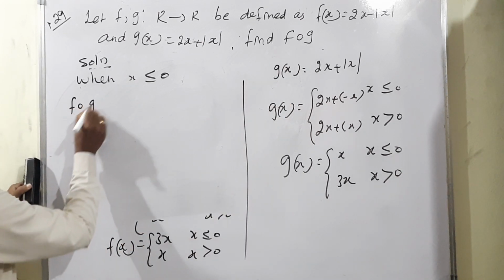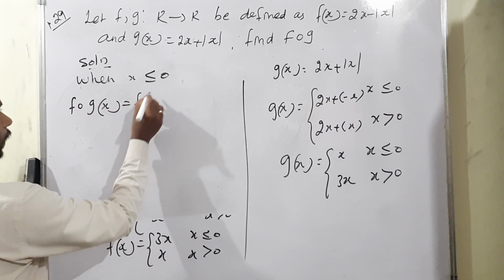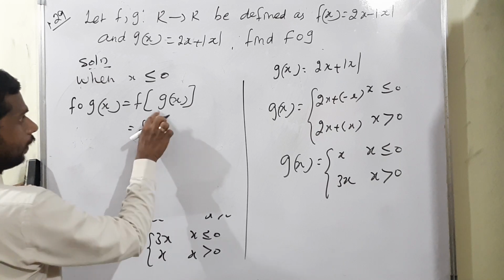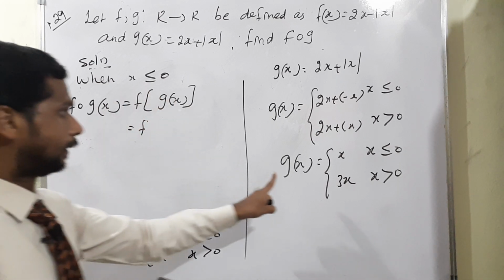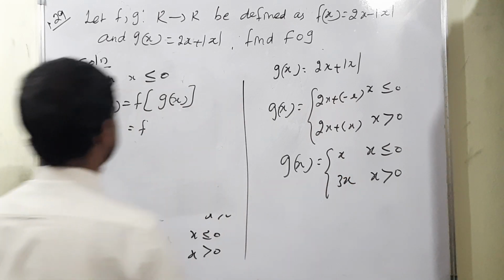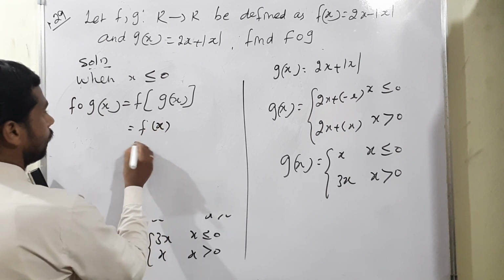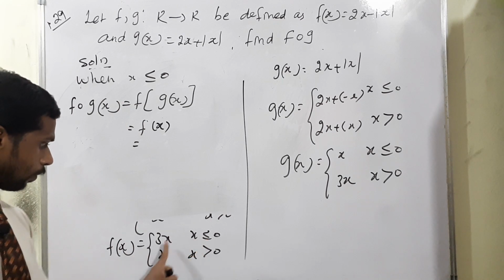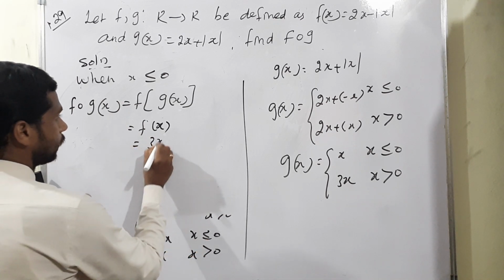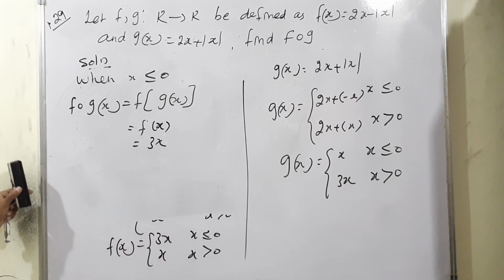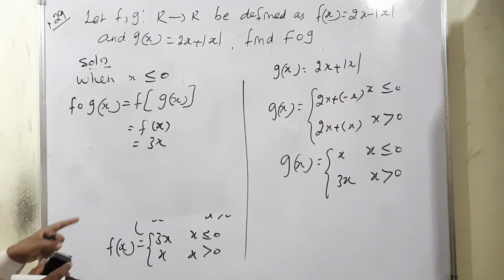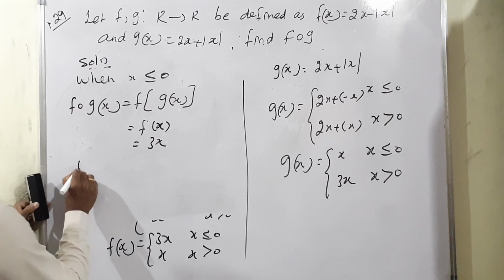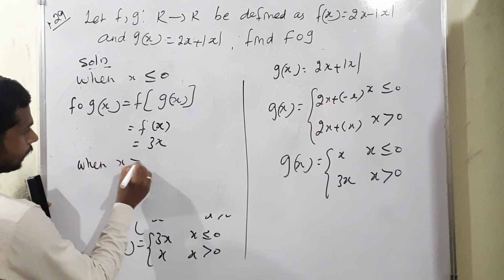So f dot g of x is equal to, we can write it as f of g of x. Again, f of g of x, for x less than or equal to 0, g of x is only x, isn't it? Only x. Again, f of x for x less than or equal to 0 has value only 3x, isn't it? The answer for the first term is 3x. Now the same condition we can apply for the other case. Now I am moving to when x is greater than 0.